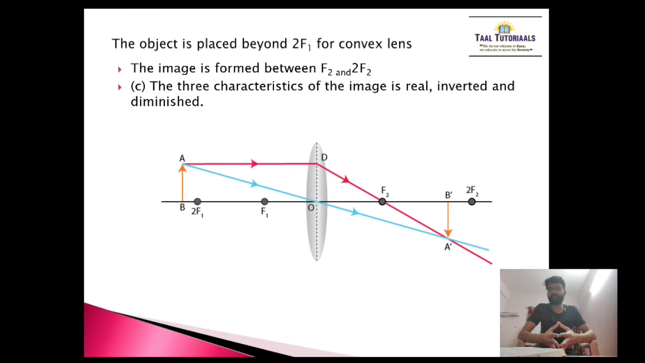Similarly, B dash is the image of the point B of the object. Thus A dash B dash is the real image formed, and the image is formed between 2f2 and f2. If someone asks what the characteristics of this image are, we can say the characteristics of this image are real, inverted, and diminished.